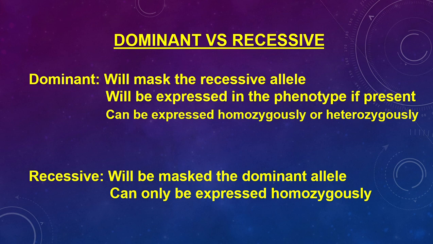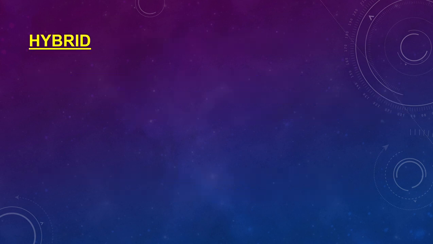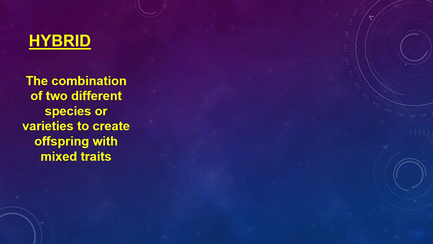Okay, so what we've mainly done in this video, we've done genotype versus phenotype, we've done heterozygous versus homozygous, and now we've done dominant versus recessive alleles. The last thing, and I'm just going to do it very quickly, is what is a hybrid? So a hybrid is a combination of two different species, obviously ones that can actually mate with each other, or varieties to create offspring with mixed traits.